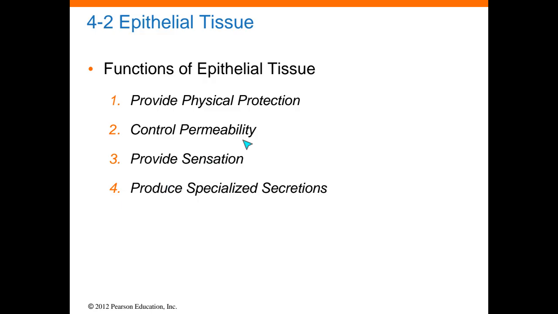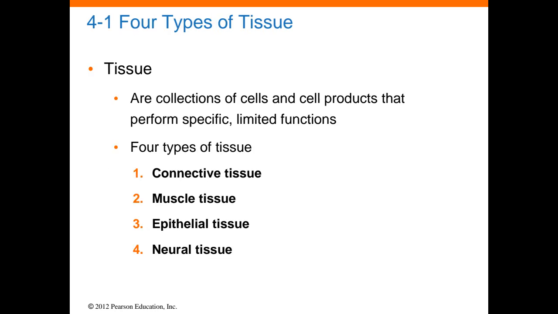Okay, so we look at characteristics of epithelial tissue, and you do need to know these characteristics. So the first one that we talk about is polarity. Polarity just means that epithelial tissue has opposite sides to it, so it has a top and a bottom. That is what polarity means.